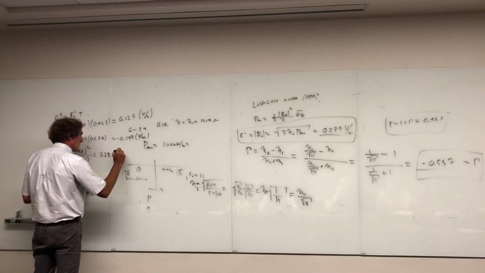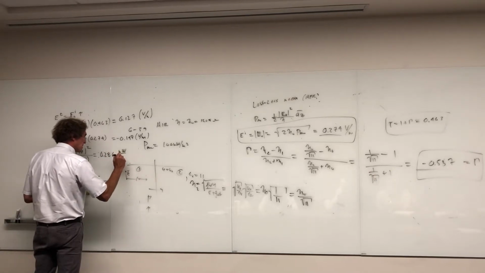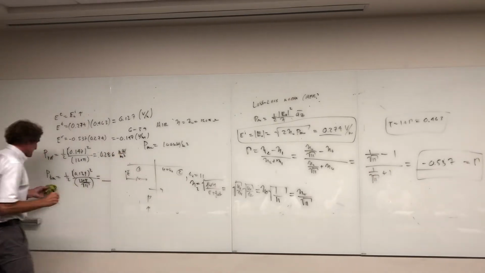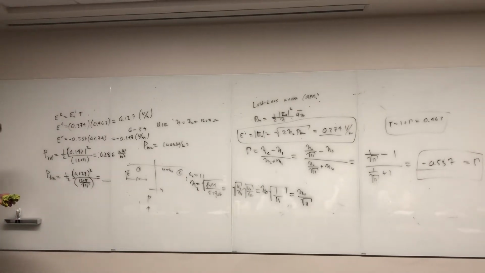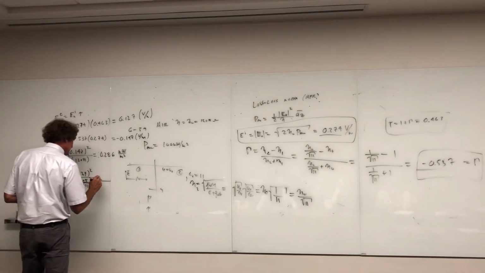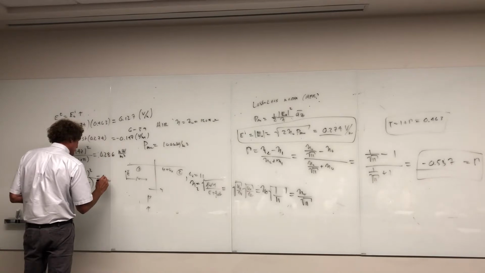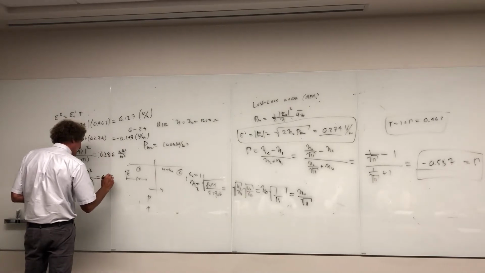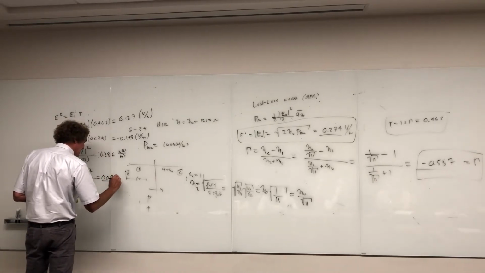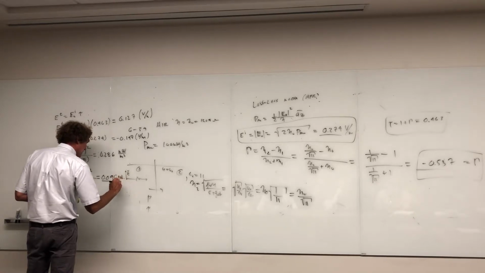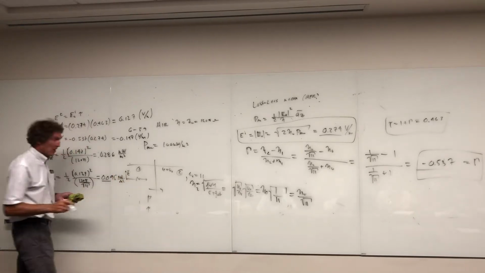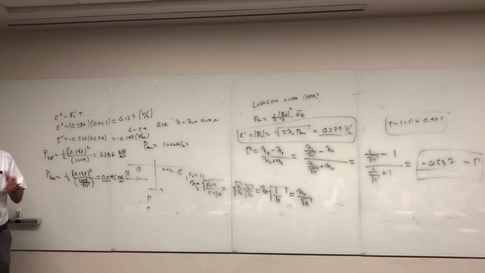0.286 milliwatts per meter squared. And what's this one, P transmitted? 0.095 milliwatts per meter squared. All right? Got me? Now watch.